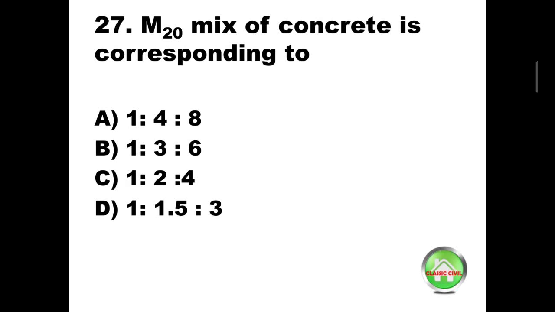Question number 27. M20 mix of concrete is corresponding to: option A, 1:4:8; option B, 1:3:6; option C, 1:2:4; option D, 1:1.5:3. Answer is option D, 1:1.5:3.